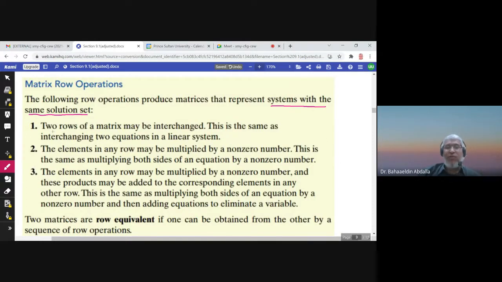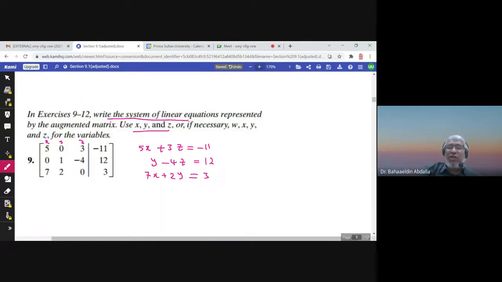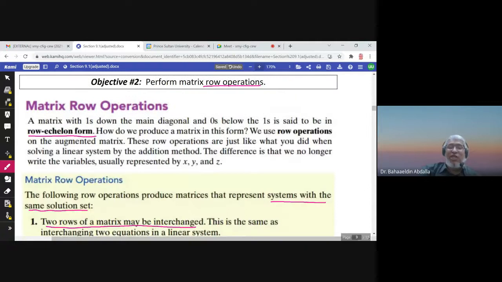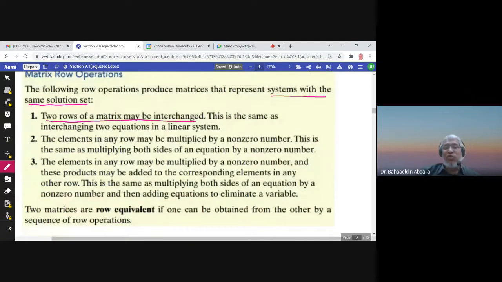The first one, you can interchange any 2 rows of the matrix. What is the meaning of interchanging these 2 rows, for example, row 1 and row 2? You are writing this equation instead in the position of this equation, changing the positions of equations. Does this change the solution of the system? No. So you can interchange any 2 rows.